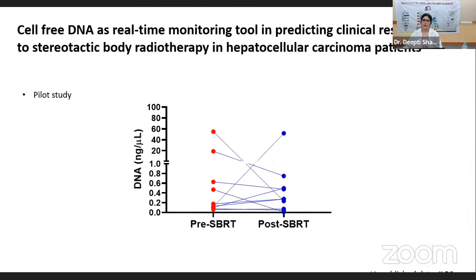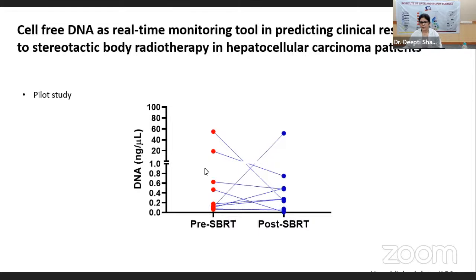Another one is unpublished data from ILBS, a pilot study where cell-free DNA has been used for real-time monitoring to predict the clinical response post-SBRT in HCC patients. In this study, we took samples pre-SBRT and post-SBRT. In all the patients, the cell-free DNA reduced post-radiation therapy except in one.